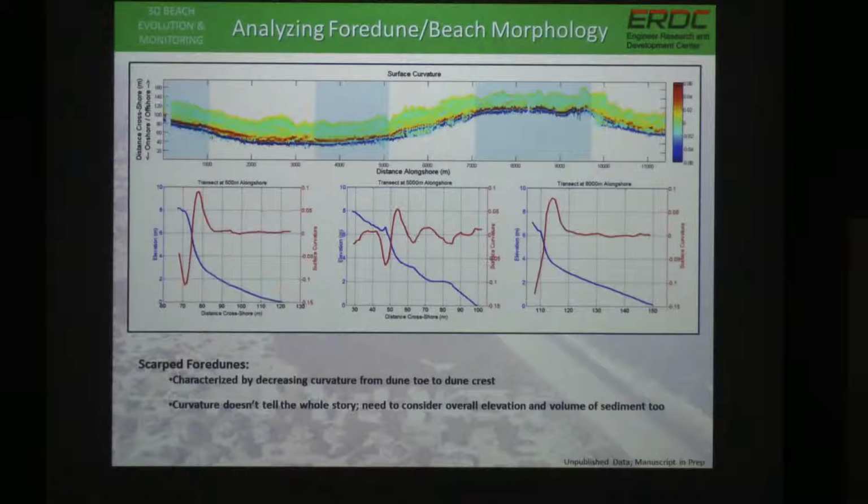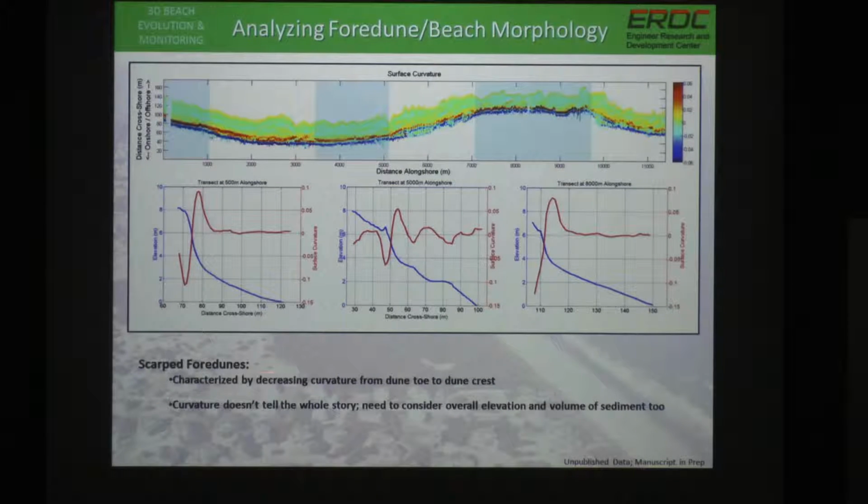Oh, and then this is on the flip side. So these are regions where we have more scarped dunes that are not recovering well. And you can see here's your dune toe, here's your dune crest, and there's no second peak in curvature between those 2 points. And so that characterizes some of these other regions of the beach.